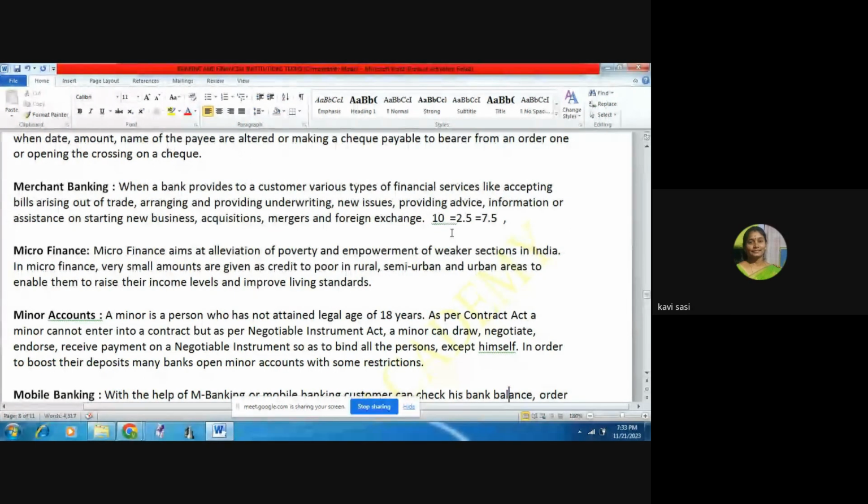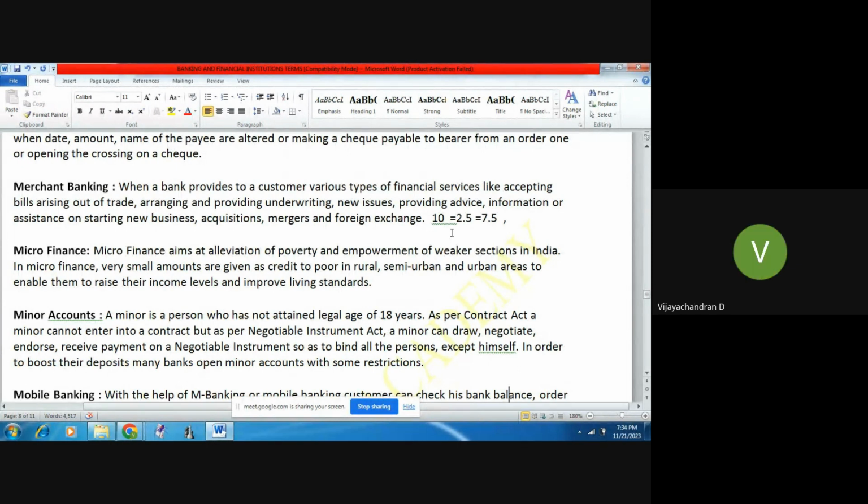Whereas in venture capital, a small part will be contributed by the owner. Even if you couldn't contribute the small part, even the 10%, even that amount will be lent by the financial institution. That is known as seed capital.